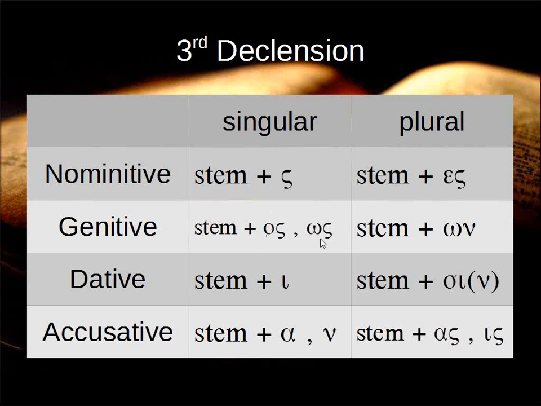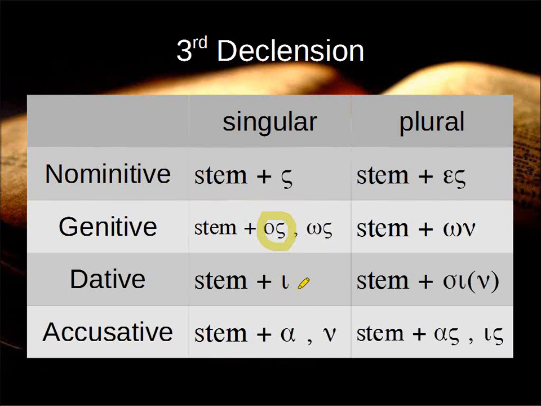You'll notice with the genitive, and I'm going to mark this up right here, there are two different endings, okay? Let me just say this. This one, the omicron sigma, is the more common third declension ending for the genitive singular, okay? The omega sigma is a rarity. You won't see it a whole lot, okay? It is the omicron sigma that you'll see most times, all right?